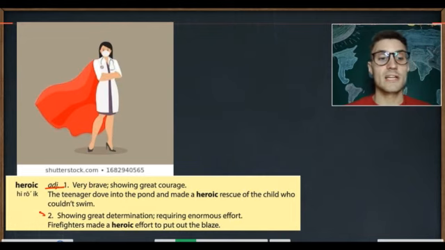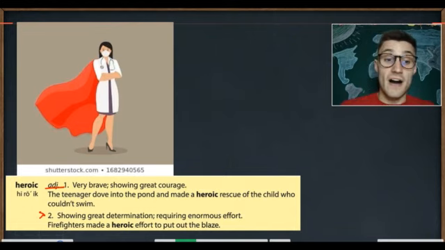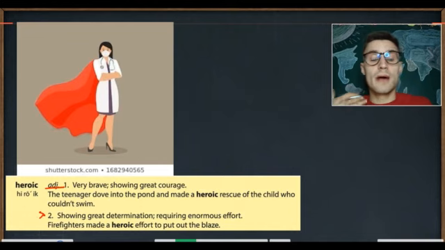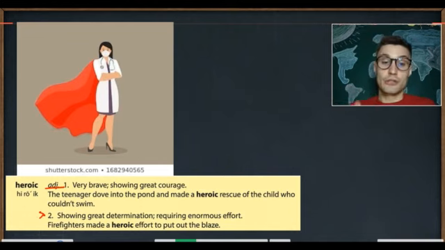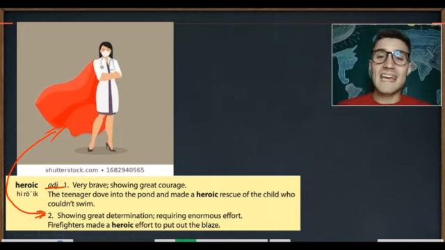The second adjective meaning for heroic is a word we use to describe things which show great determination, requiring enormous effort. Firefighters made a heroic effort to put out the blaze. So they showed a lot of determination. Someone else who is heroic in this way is a doctor. The doctor showed a heroic effort to save the young child.